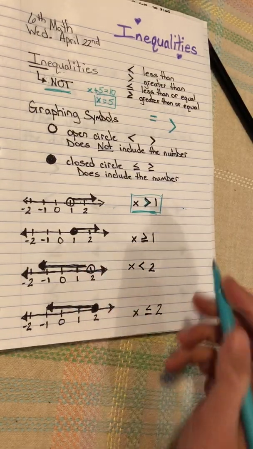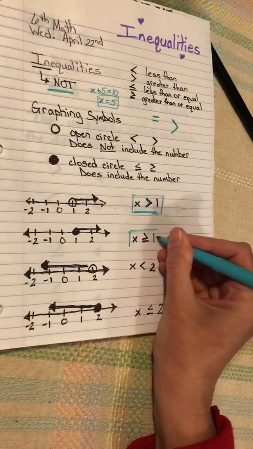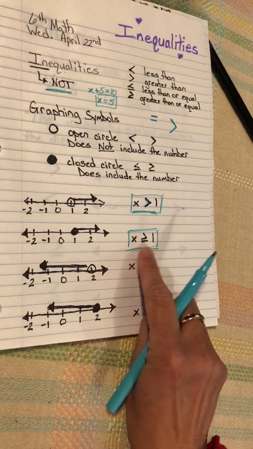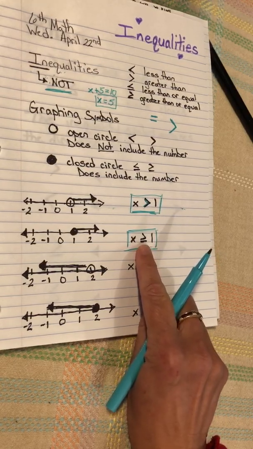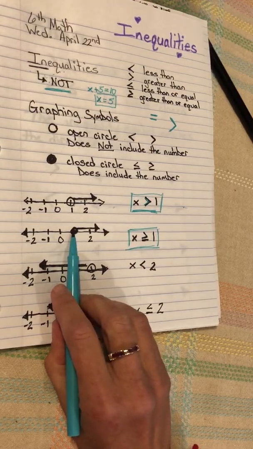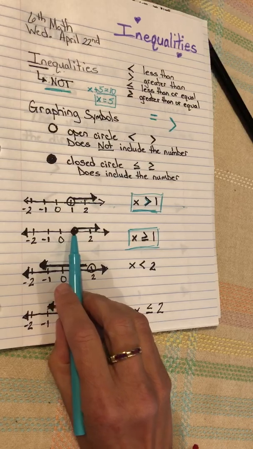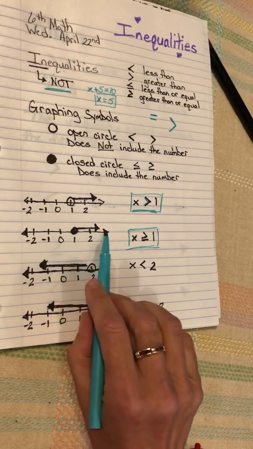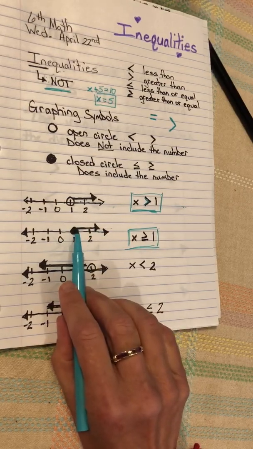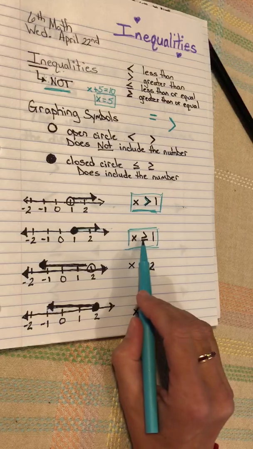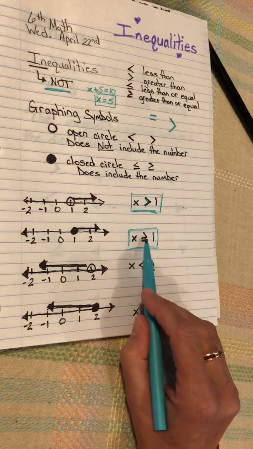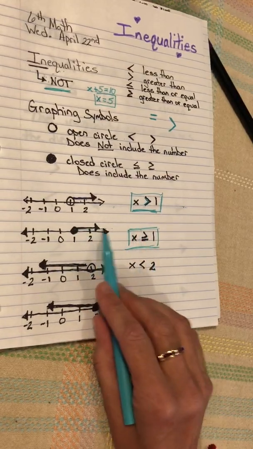The next one shows x is greater than or equal to 1. See how we've got the or equal sign? So that tells us we need a closed circle. We can include 1 and all values that are greater than 1. So that's why our arrow is pointing to the right, and it also matches the same direction of the inequality symbol. See how they are both pointing to the right.